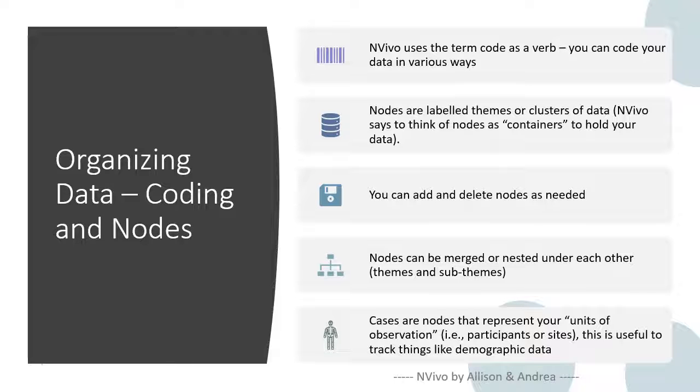For organizing the data with coding and nodes, NVivo uses the term code as a verb, and you can code your data in various ways. The nodes are labeled themes or clusters of data, and NVivo refers to them as containers to hold your data. You can add or delete nodes as needed. Nodes can be merged or nested under each other using themes and subthemes. And cases are nodes that represent your units of observation, such as participants or sites, and therefore you can track things like demographic data.